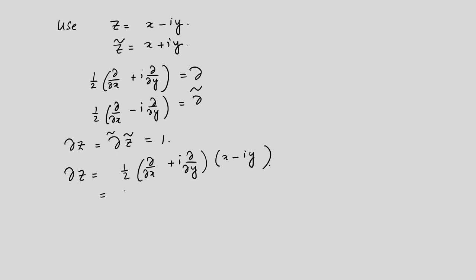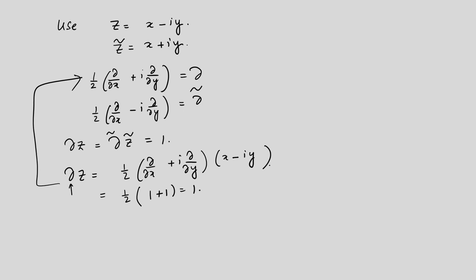And this will be half, del del x of x will be equal to 1, and del del x of i y will be 0, and i del del y of x will be 0, and del del y of that will be equal to 1, but then there is a minus i squared, so that will give you a 1 and this will give you a 1. Okay, then you can check for the other one as well. So this del z is an operator which is of the form that we have shown here. So this acting on the z will give you 1 and so on.